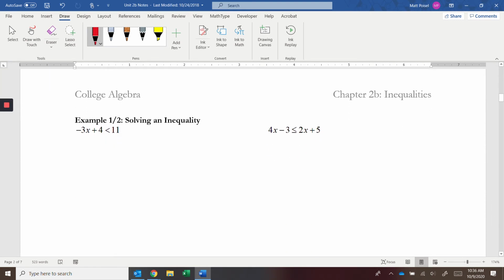Okay, here's our first example, trying to solve for X. So opposite operations, subtract 4.